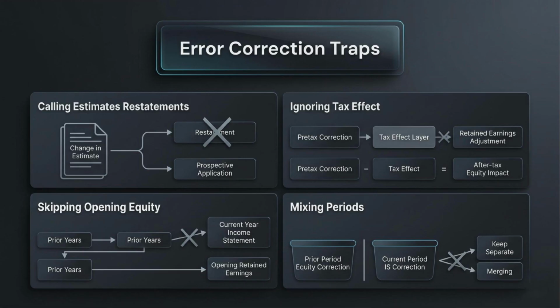Third, do not skip opening equity when errors occurred before the earliest period presented. Fourth, do not mix periods by combining cumulative opening effects with period specific income statement corrections. These mistakes are common because students try to solve the whole question in one step. ASC 250 rewards discipline. Classify, split the timeline, calculate tax, then record the correction in the right place.